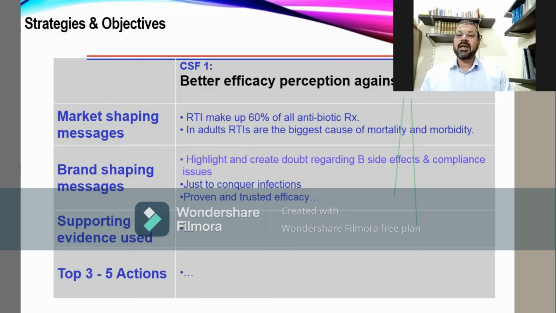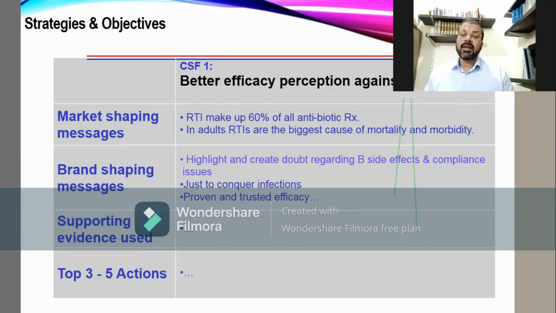For example, RTI make up to 60% of oral antibiotics. In adults, RTI are the biggest cause of mortality and morbidity. So you will use these, and then you will not directly go to your product. You will try to make a campaign in which you will be highlighting the need, why this product is needed, then highlight and create doubt about the other product, like that is having a black box warning now, that is having adverse effect, that is proven to be resistant, and then you highlight your superiority against that product in your technical promotional material.